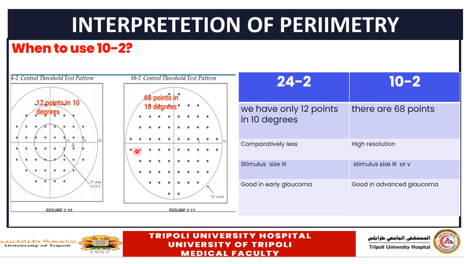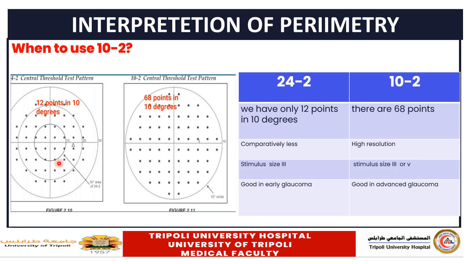Another difference between the 10-2 and 24-2 is that the glaucoma hemifield test is not applied in the 10-2, because 10-2 is meant mainly for detection of the central area only. However, the glaucoma hemifield test is applied for 24-2 and 30-2 to compare the two hemifields, the upper and lower part of the retina. So if anybody asks you about the difference, this is the difference.